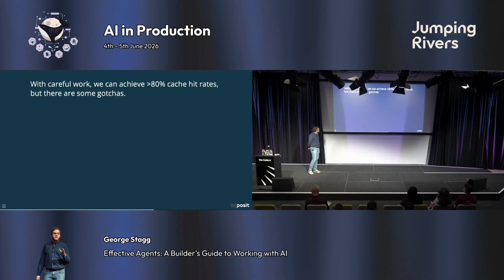With Posit Assistant, we try to achieve greater than 80% cache hit rates. There is a way to view what your cache hit rate is in Posit Assistant. We can make it up to 90%, but there are some gotchas. So if you are thinking of using caching, some top tips.